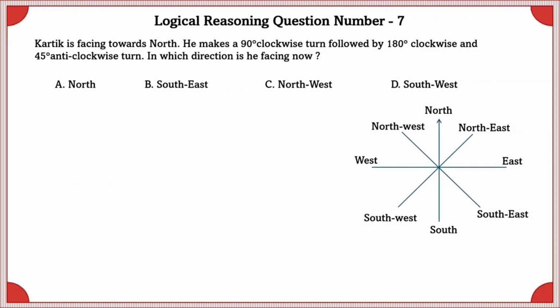Logical reasoning question number 7. Karthik is facing towards north. He makes a 90-degree clockwise turn followed by a 180-degree clockwise turn and a 45-degree anti-clockwise turn. In which direction is he facing now? Given he makes a 90-degree clockwise turn followed by a 180-degree clockwise turn and a 45-degree anti-clockwise turn, he is facing in the southwest direction.